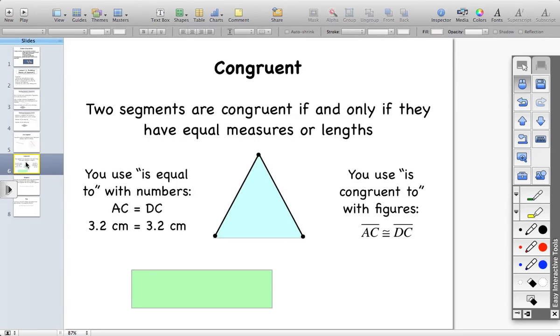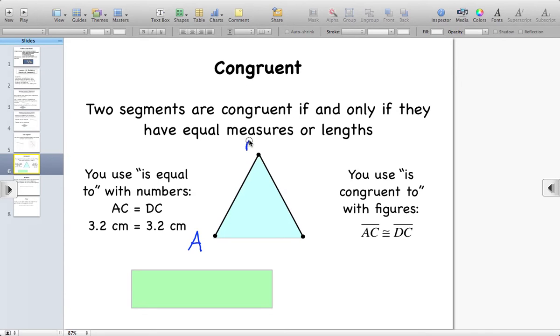Next is the word congruent. Most of us are already familiar with the idea of congruent. It means is equal to, but we use it to refer to figures, not actual numbers. We wouldn't say 12 is congruent to 12, but we would say segment AC is congruent to segment DC. So things are only congruent, of course, if they have equal measure. So the words are similar, they're just not synonymous, meaning you can't use them interchangeably.